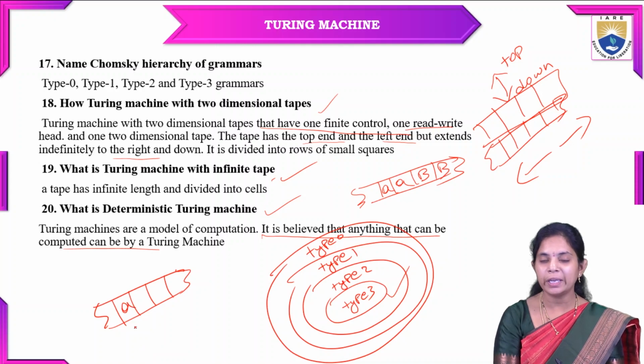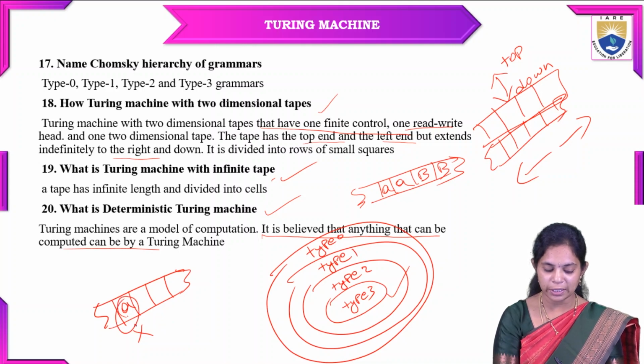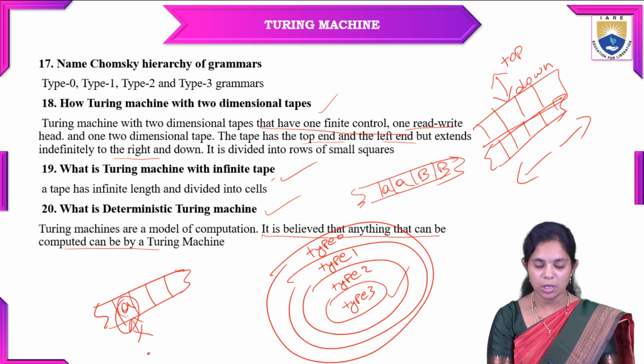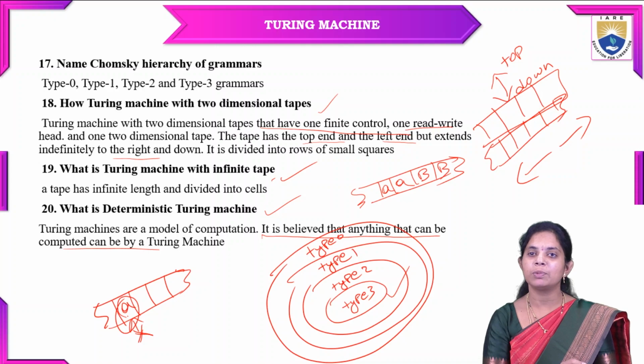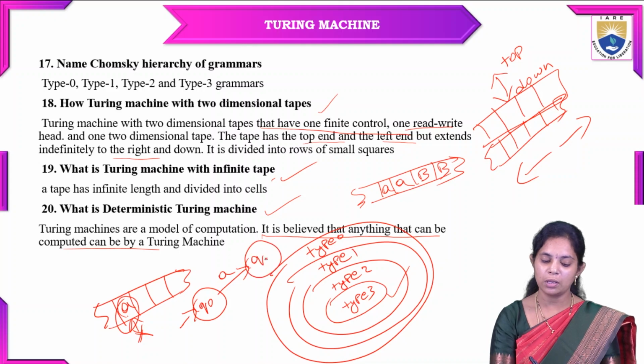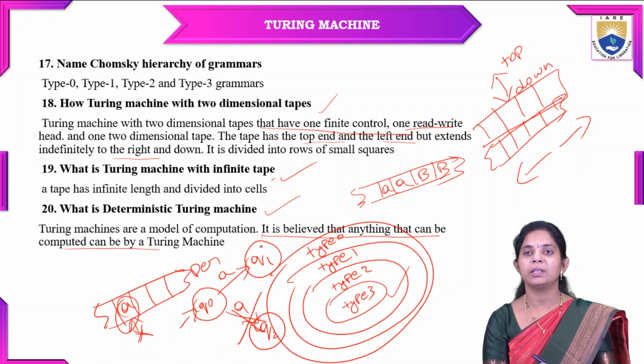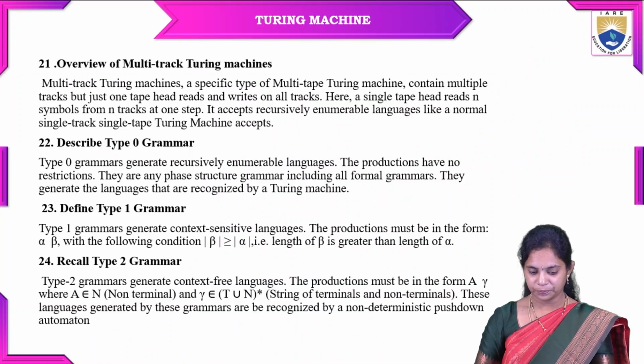So when we read this A, we need to replace it with X. This reading of A at the head point and the replacement with X is possible on one tape only; it cannot be done on multiple tapes. Determinism is generally represented as Q naught taking one input and going to another state. It does not go to a different next state with the same input. This does not happen in determinism. The same concept applies in the deterministic Turing machine.